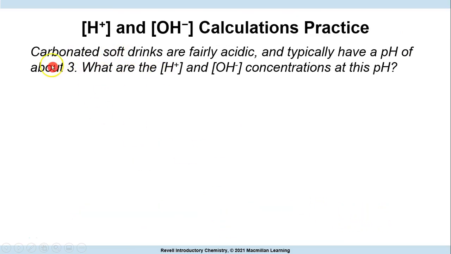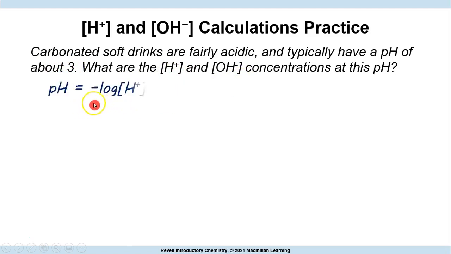Now let's look at this other example involving carbonated drinks. Carbonated soft drinks are fairly acidic and typically have a pH of about 3. What are the hydrogen ion concentration and the hydroxide ion concentration at this pH? So what you see here is that we have been given the pH value, and we are asked to calculate the hydrogen ion concentration and the hydroxide ion concentration.